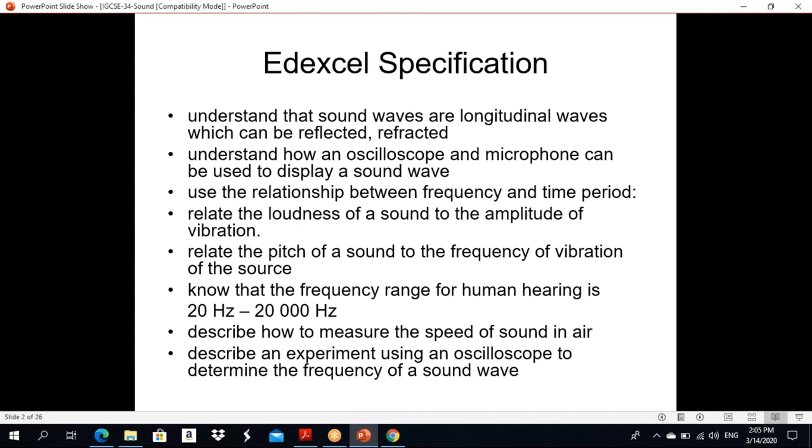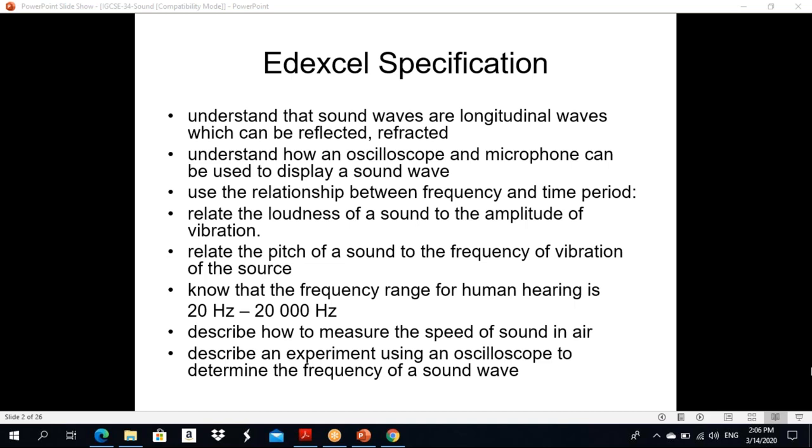So, sound. Look at the learning objectives, Edexcel specifications. First, understand that sound waves are longitudinal waves which can be reflected and refracted. Understand how an oscilloscope and microphone can be used to display a sound wave. Use the relationship between frequency and time period. Relate the loudness of a sound to the amplitude of vibration. Relate the pitch of a sound to the frequency of vibration of the source.